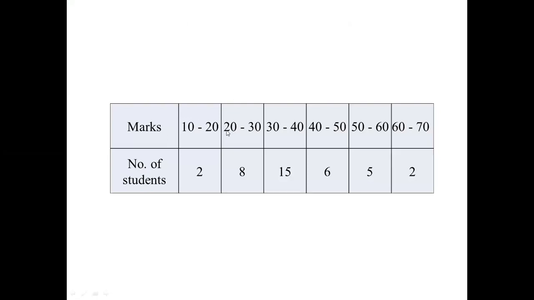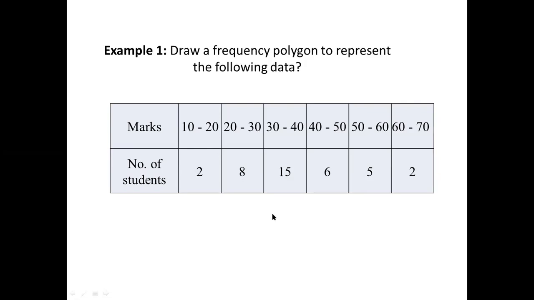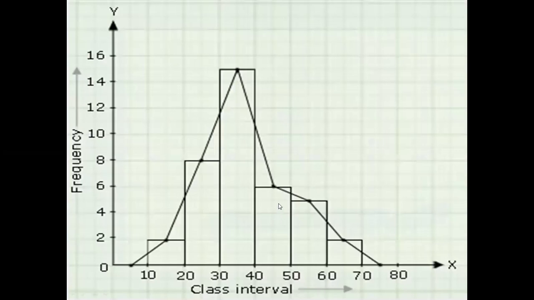This is an example. These are the marks and these are the number of students. For marks 10 to 20, there are two students who have scored marks between 10 and 20. 8 have scored between 20 and 30, 15 have scored between 30 and 40, 6 have scored between 40 and 50, 5 between 50 and 60, and 2 between 60 and 70. So let us see how to draw this frequency polygon.